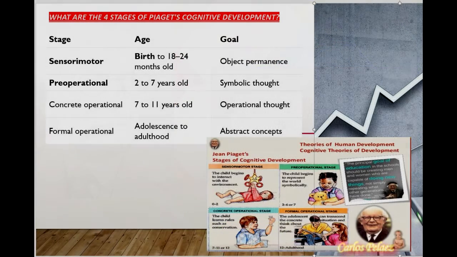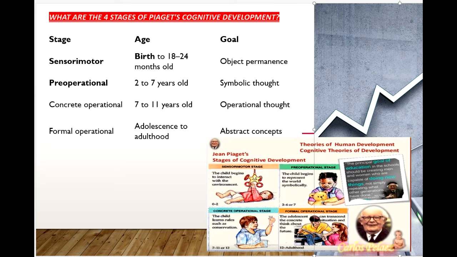The 4 stages of Piaget's cognitive development are the sensory motor stage, which ranges from birth to 2 years and sets its goal on object permanence. The second stage is the pre-operational stage, which ranges from 2 to 7 years old and sets its goal to symbolic thoughts.